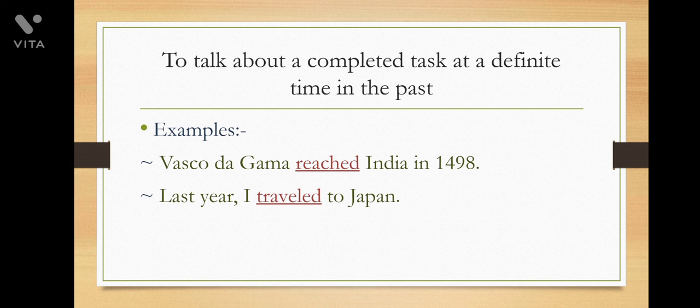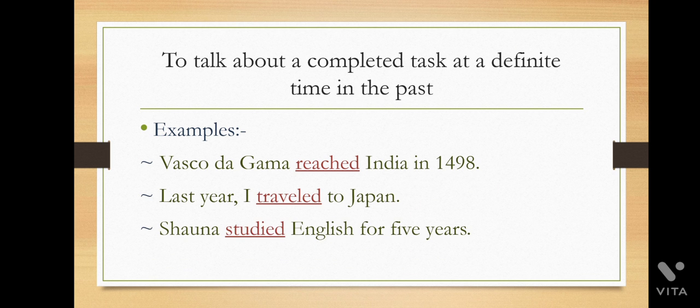Last year I traveled to Japan. I traveled to Japan, but we are giving the proper period of time, that is last year. Last year I traveled to Japan. Shauna studied English. For how many years? For 5 years. So here we are adding the definite time period of the past in our simple past tense sentence.